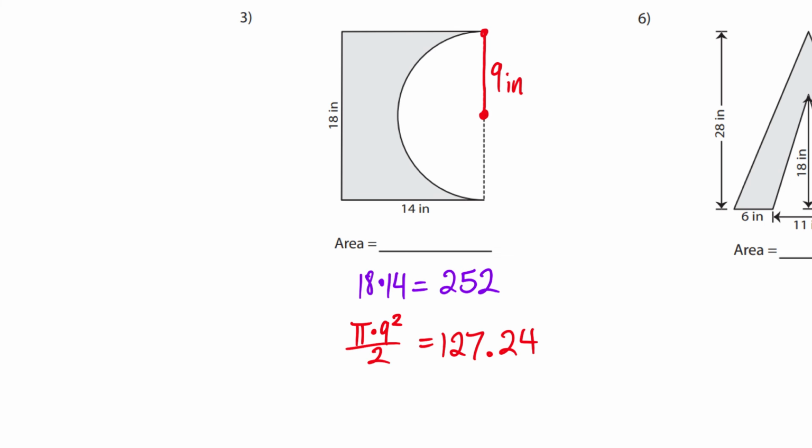All right. So again, the 252 would be the area of the whole thing if the whole thing were shaded in, but we're taking this off. So 252 minus 127.24 is what? 134.76? Okay.